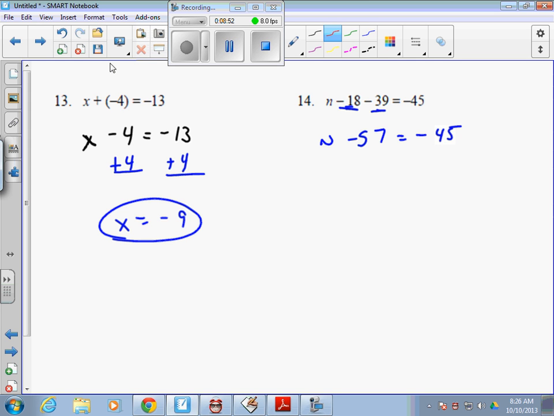Get rid of minus 57 by adding 57. You do it to the left side, add 57 to the right side. Now we have opposite signs on the right, so subtract them. 57 minus 45 is going to be 12. And since 57 is a higher value, its sign is positive, so 12 is going to remain positive.